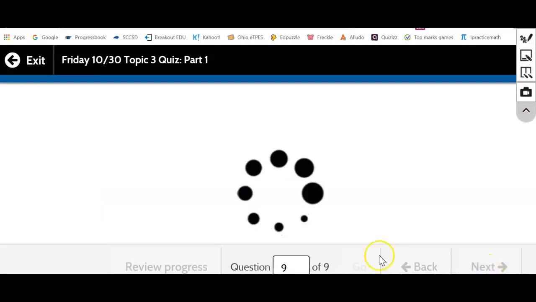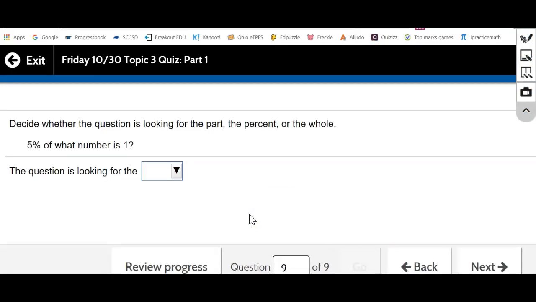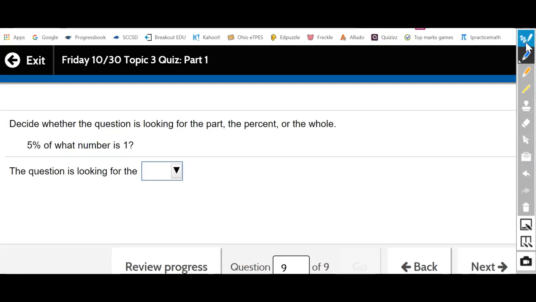And then the last one says, are we looking for a part, percent, or whole? 5% of what number is 1? What are we looking for? We're looking for the whole. If it says of what number, of is our whole. Is something, that's your part.